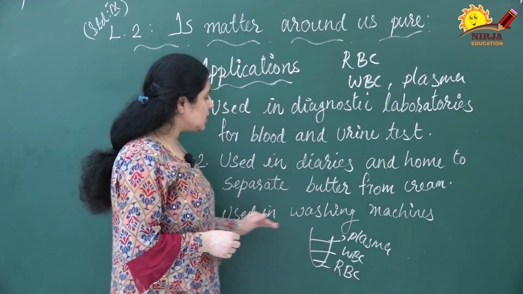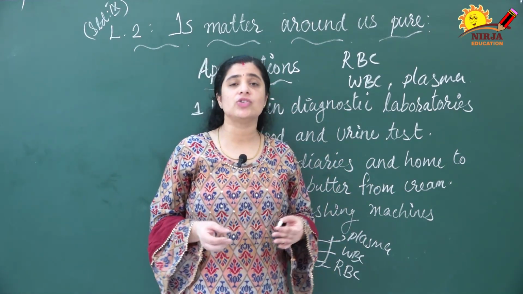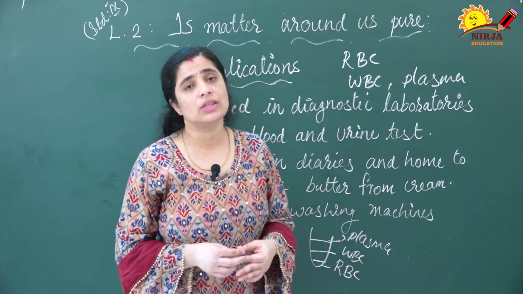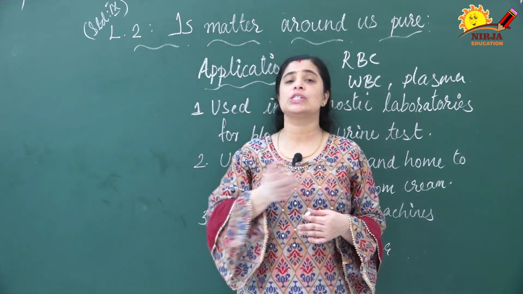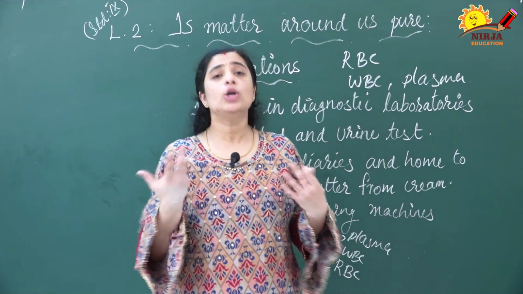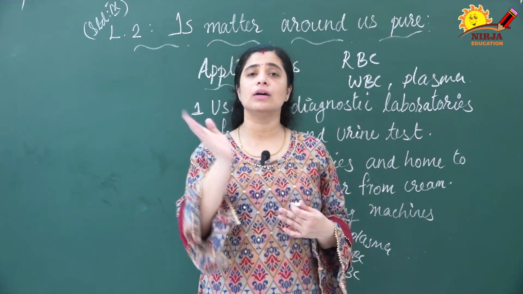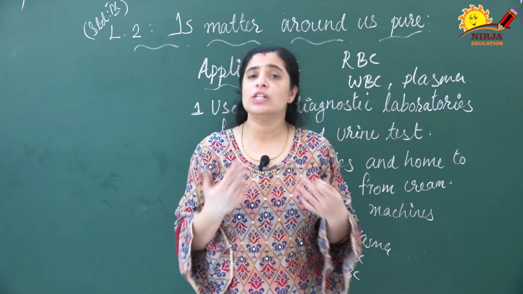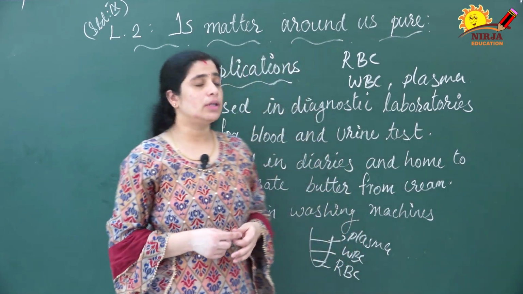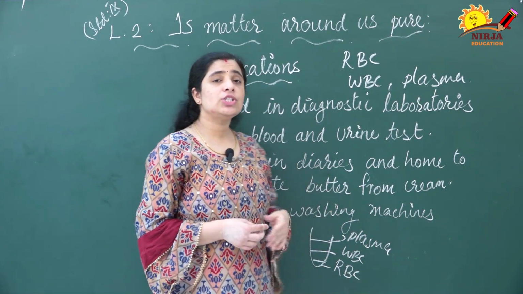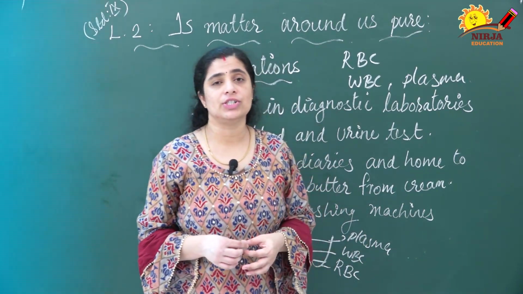And the last one is that it is used in washing machines and dryers. In the dryer we are using this method only, that means squeezing water from the clothes. This centrifugation is used, that means spinning is occurring there. After that the water will squeeze out of the clothes. So these are the applications of centrifugation.